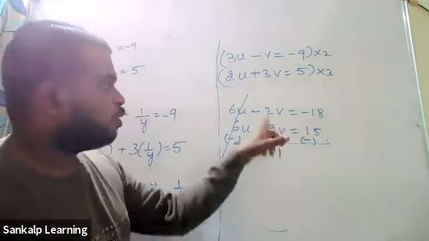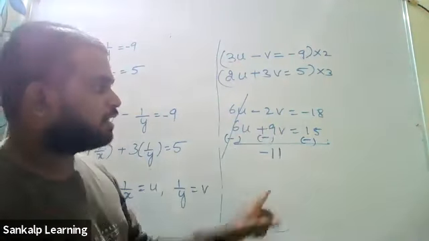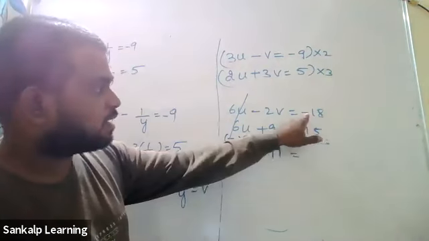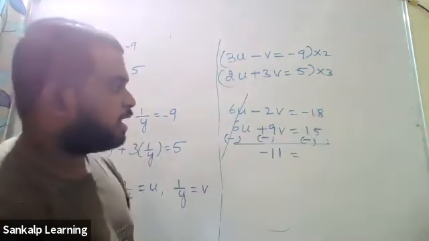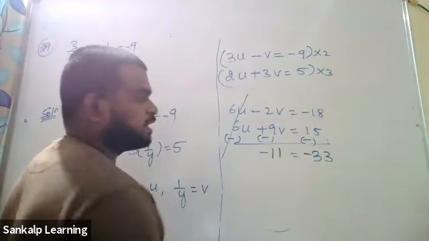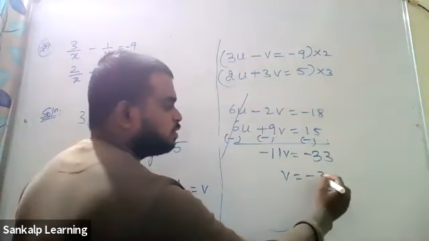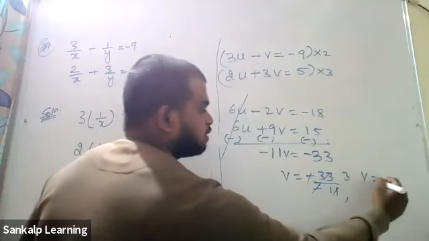Here there is a minus, the new sign is also minus. Both signs are the same, so you have to add it. Minus 11 equal to, then look here again, there is a minus, the new sign is also minus, both are the same, so add it. 18 plus 15 is 33. The bigger number is 18 with sign minus. Minus 11v equal to minus 33. Therefore, v is equal to minus 33 by minus 11. 11 threes are 33, so v is 3.